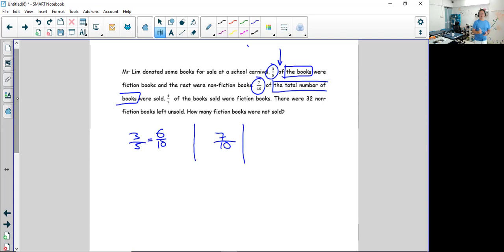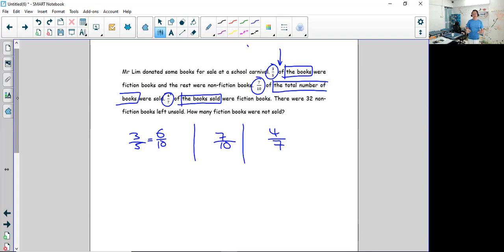Okay, let's go to the other fraction. 4/7 of the books sold were fiction books. So what is this fraction talking about? It's talking about the books sold, which is different. The books sold is not the same as all the books. So this third fraction is not talking about the same group, which means that I cannot make the denominator the same. So I leave it alone.